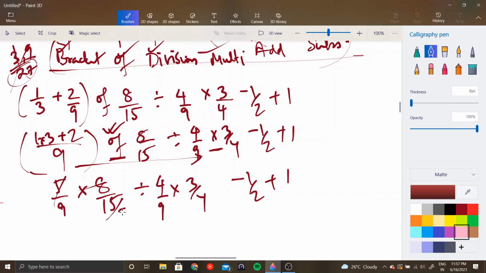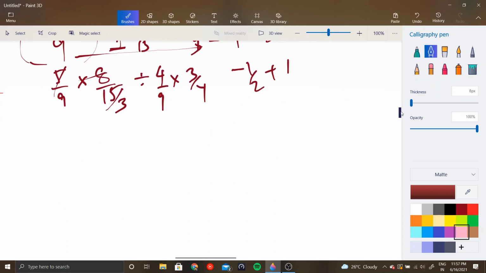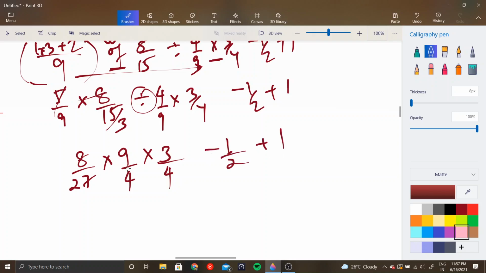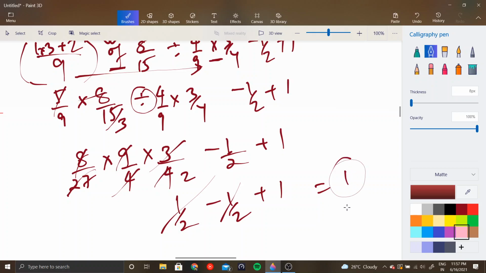Now this turns out to be 8 by 27 divided by 4 by 9. Now division will be occurring, so multiply with the reciprocal into 3 by 4. So now these are two multiplication operations, they should occur simultaneously. Then there is a minus half and then there is a plus 1. Okay, so just cancel out the equal terms. It is reduced to half minus half plus 1, right? Cancel out the terms and your answer is 1, right? This is the implication of BODMAS.